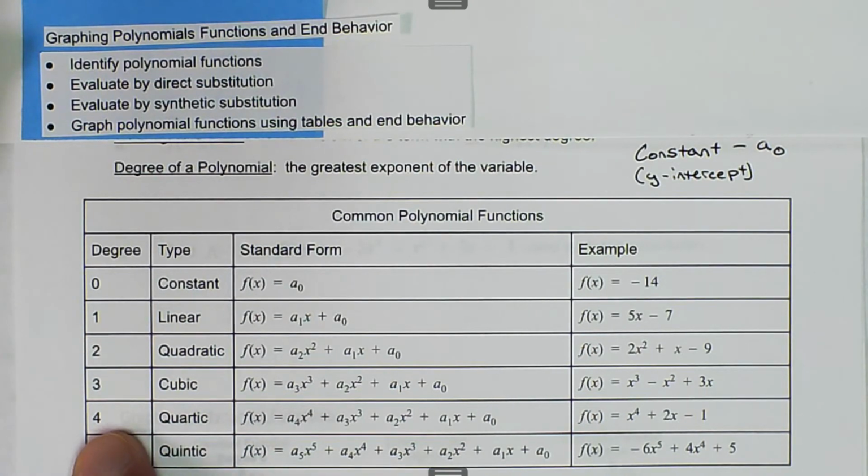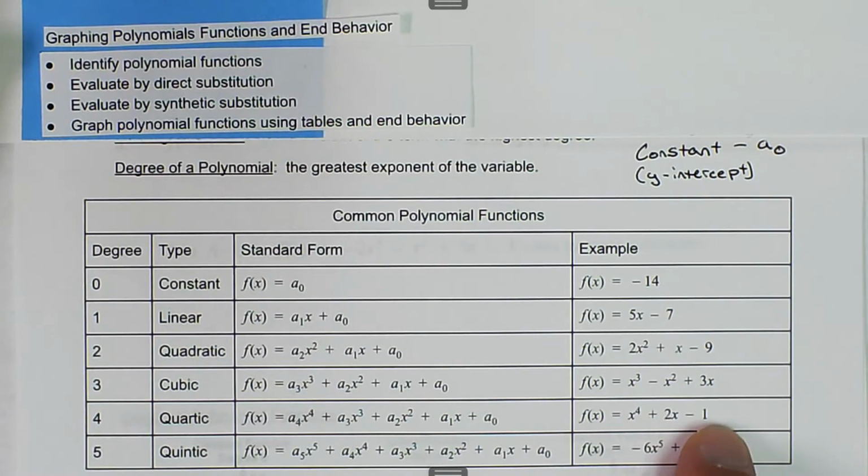Then we have a quartic, which is degree 4. So our highest exponent is 4. So 4, 3, 2, 1, 0. And in this one, we go right from 4 to 1 to 0, right? So we skipped 2, but this is still a quartic function. And then we have quintic, which is exponent of 5. So the degree is 5, so our highest exponent is 5.